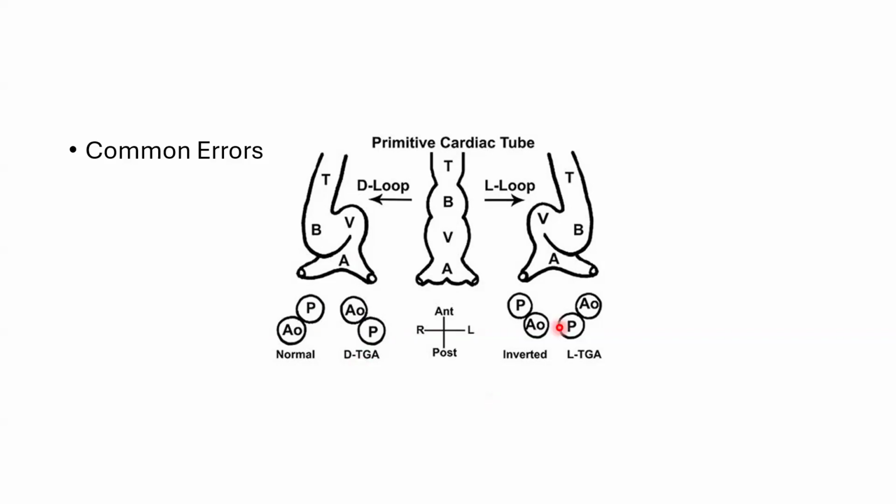You could also have the same thing, but this time around the pulmonary artery is more to the right of the posteriorly located aorta, which is an inversion form of the normal one. But then you could also have a situation where the aorta is anterior to the pulmonary artery but positioned more to the left of the pulmonary artery, and then you have an L-TGA.